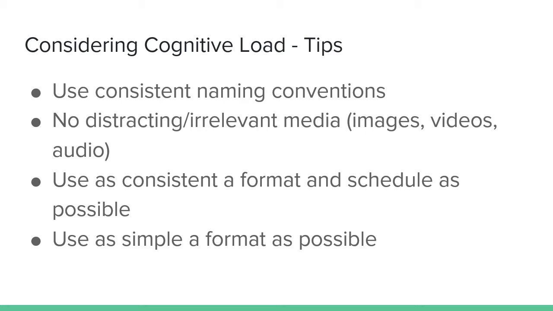Some very basic tips when you're considering cognitive load in your course design. Think about those consistent naming conventions. Try to reduce any distracting or irrelevant media. Using images can be great, and it's a really nice way to make your course look appealing to students and to engage students, but make sure that you're using relevant images and relevant media so that students aren't even taking a moment in their thinking process to wonder, what does that image have to do with this assignment or with this discussion?